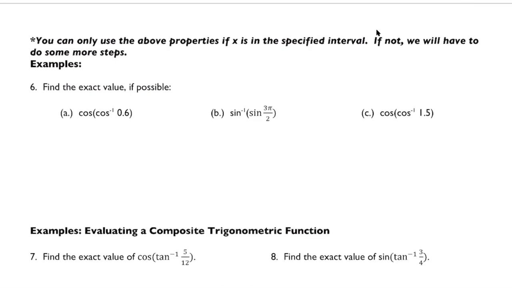Alrighty. So number 6 says, find the exact value of the cosine inverse of 0.6. Now, the first thing we have to check is, can we do the cosine inverse of 0.6? Now, remember, this 0.6 is a ratio.